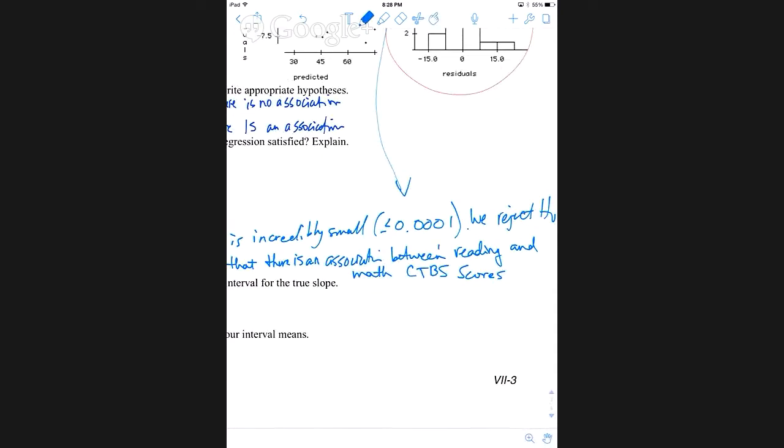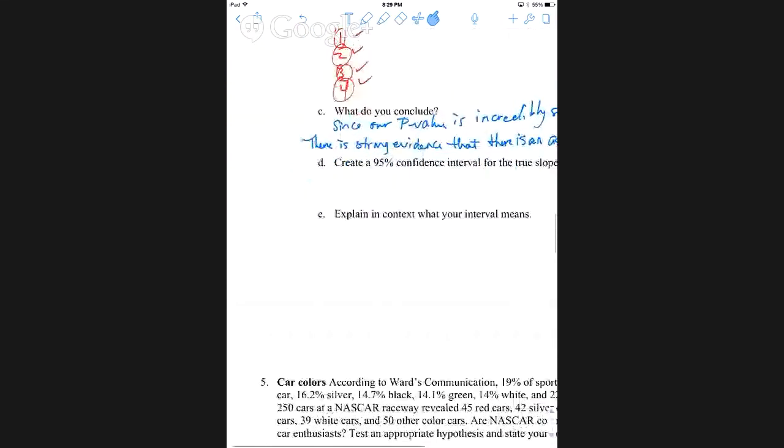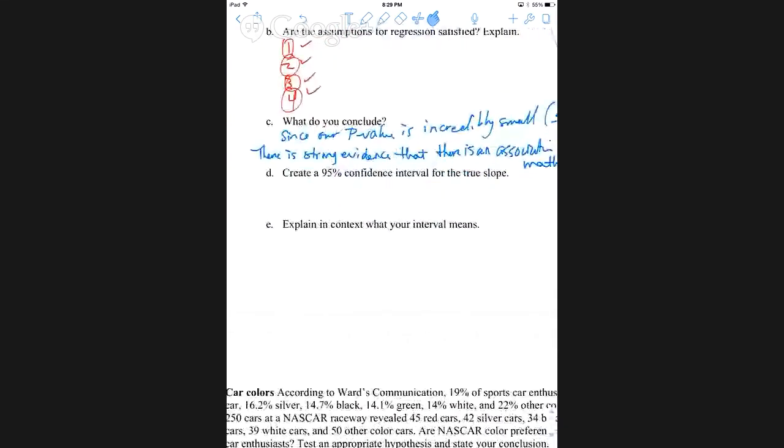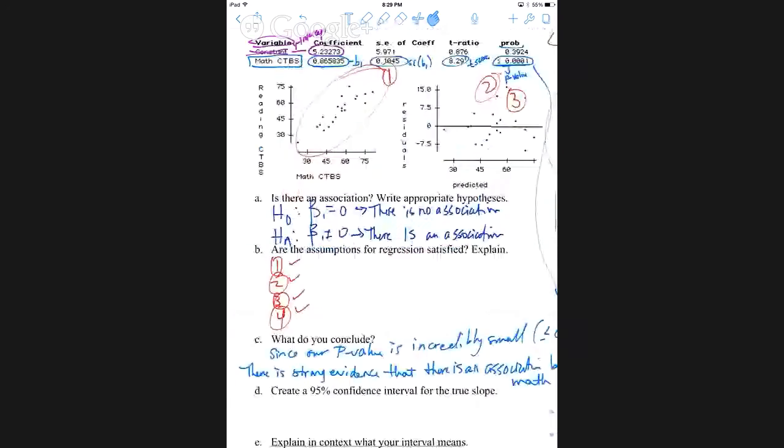I would say I forgot a keyword here, average. There is an association between the average reading and math CTBS scores. I don't want to forget to use that word because that's really what we're doing. We're looking at averages. Create a 95% confidence interval for the true slope.